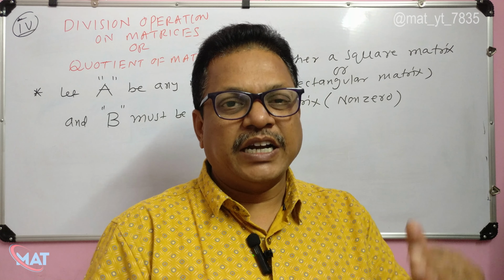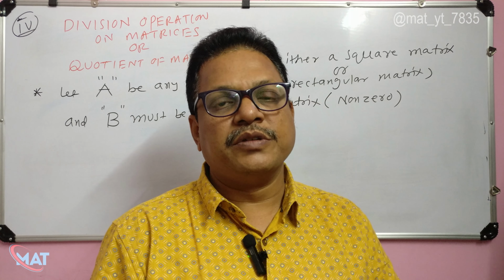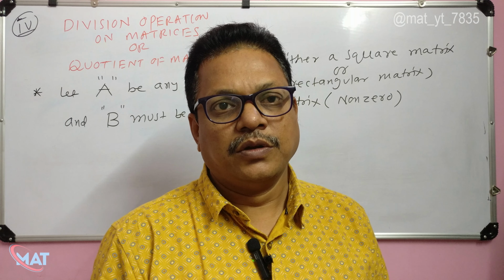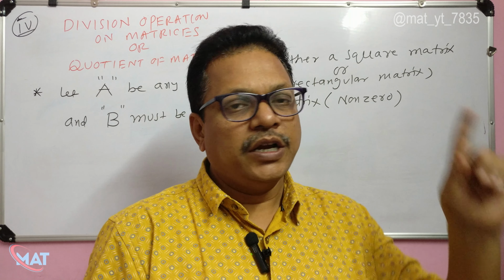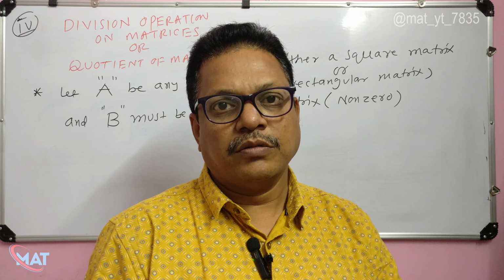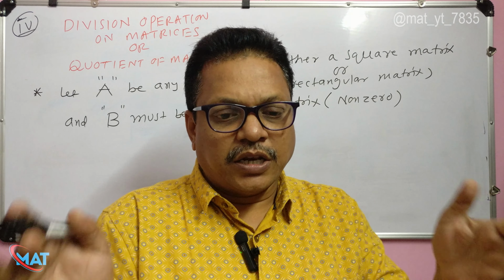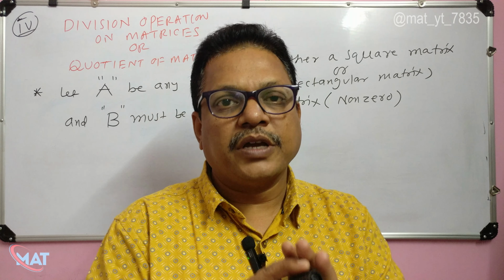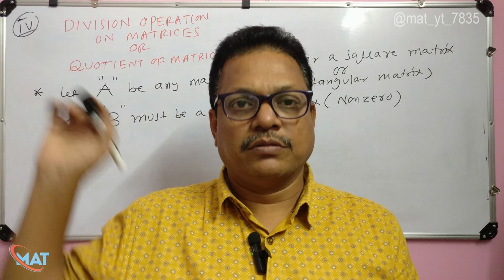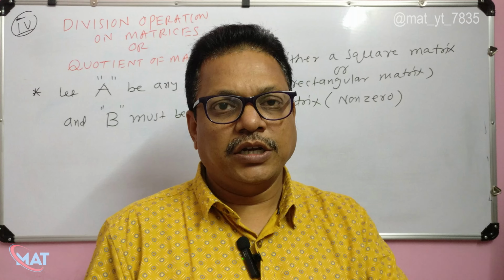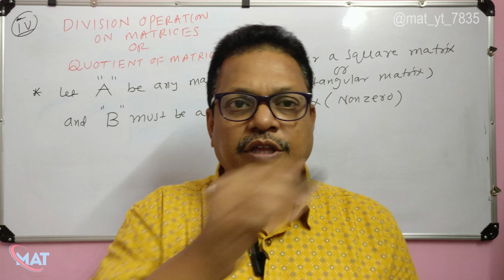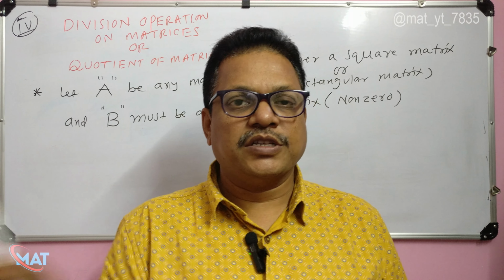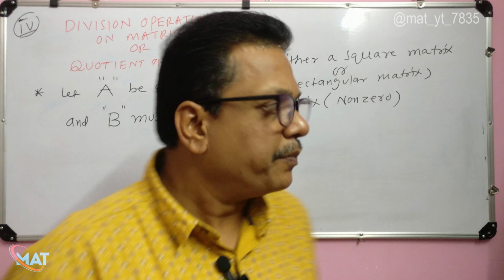Just like division by 0 in the number system is not defined. 1 by 0, not defined. 2 by 0, not defined. Negative 5 by 0, not defined. Here the null matrix should not be considered under division. Same ideology: in the number system there is 0, here it is the null matrix. They play the same role.